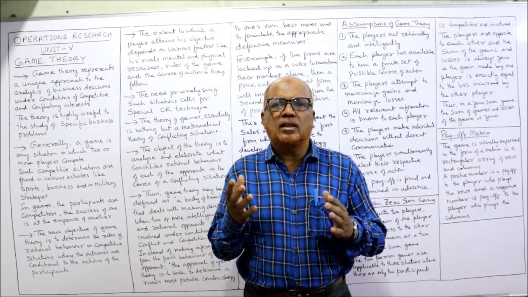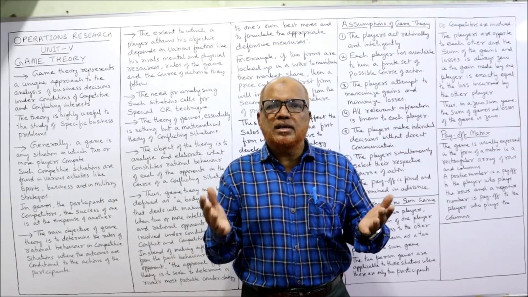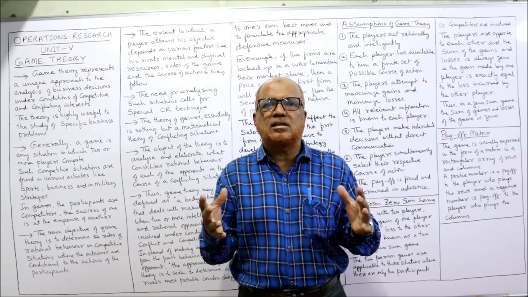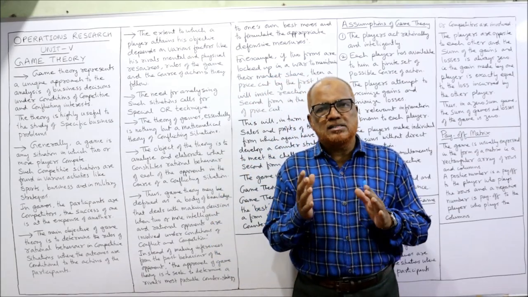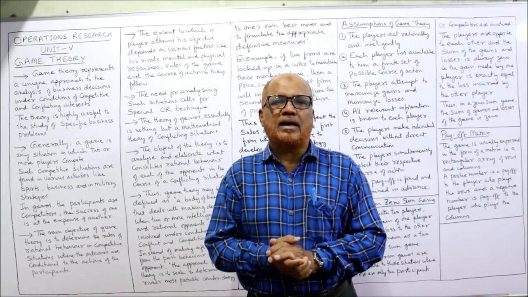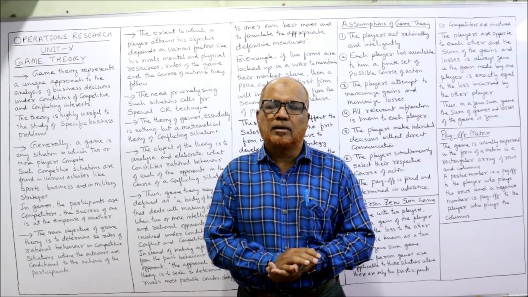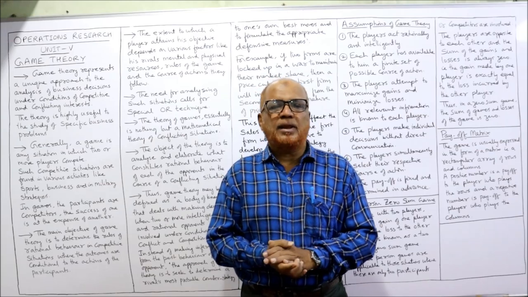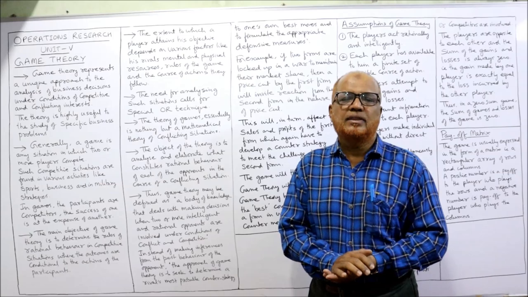What is game theory? What are the assumptions of game theory? What is two-person zero-sum game? What is payoff matrix? All these are concepts very important from examination point of view. So my suggestion, my advice to my students, watch the video till the end. Don't skip in between. So before starting the explanation of this topic of game theory, take the screenshot of the points which I have written, then I'll explain.